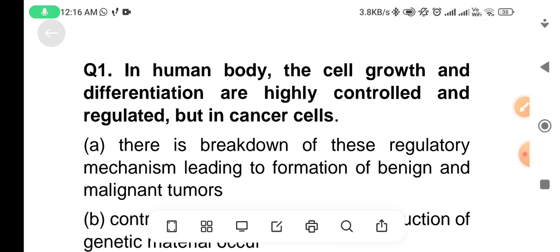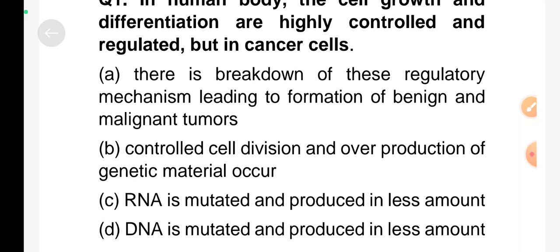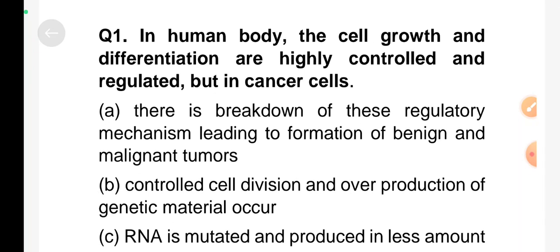In this video we solve science MCQ. Okay, first question is, in the human body the cell growth and differentiation are highly controlled and regulated, but in cancer cell, option A, there is breakdown of these regulatory mechanisms leading to formation of benign and malignant tumor. Option B, controlled cell division and overproduction of genetic material occur. Option C, RNA is mutated and producing less amount. Option D, DNA is mutated and producing less amount. Right answer is option A. There is breakdown of these regulatory mechanisms leading to formation of benign and malignant tumor.